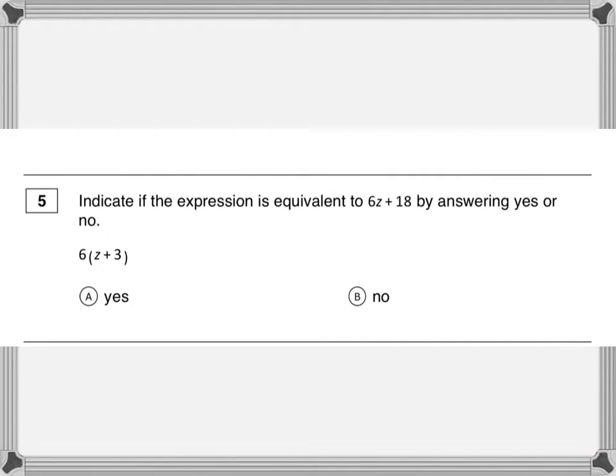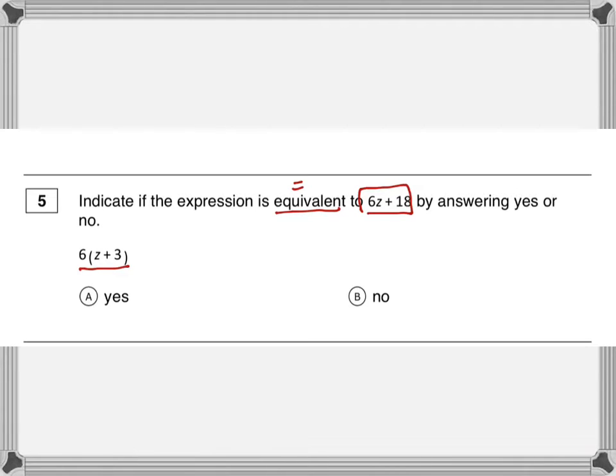All right, we now have problem number 5. Indicate if the expression is equivalent, equal to, 6z plus 18 by answering yes or no. How will I know if it's 6z plus 18? I will simply solve the problem.